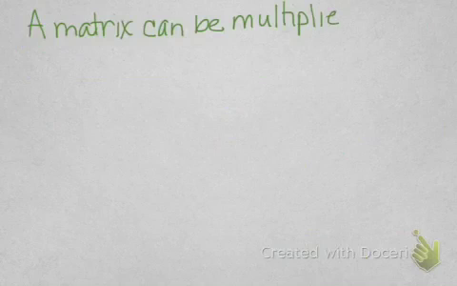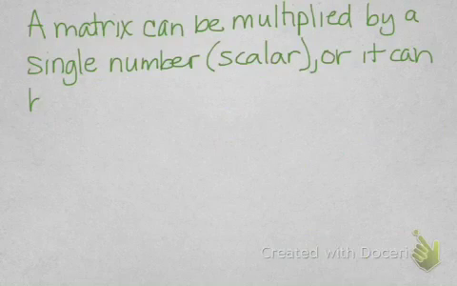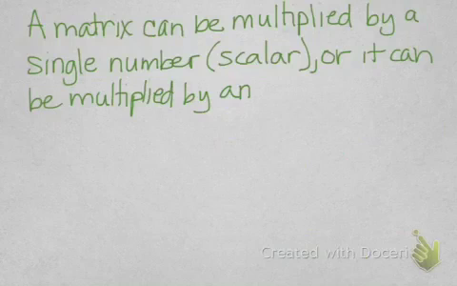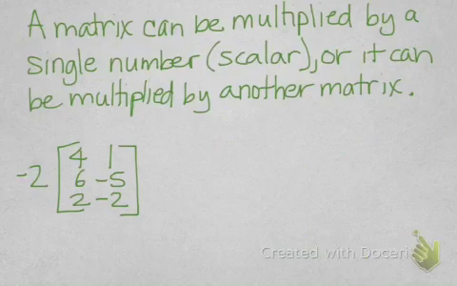So a matrix can be multiplied by a single number. The single number is called a scalar. It's called scalar multiplication. Or it can be multiplied by another matrix, which gets a little bit more complex. So first of all, scalar multiplication is fairly simple. You have a number in front of the matrix, and it's just like the distributive property where you're going to distribute that number to each term.